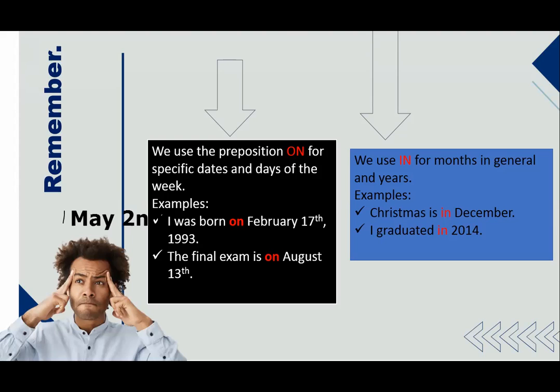But when we talk about months in general and years, we use the preposition in. Example, Christmas is in December. I graduated in 2014. Christmas is in December, but I am not saying the specific day. Solo digo que es en diciembre en general. O me gradué en el 2014. So I use the preposition in. Okay? Very good. Muy bien.